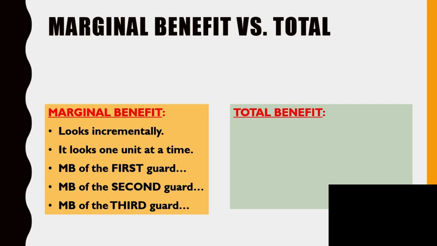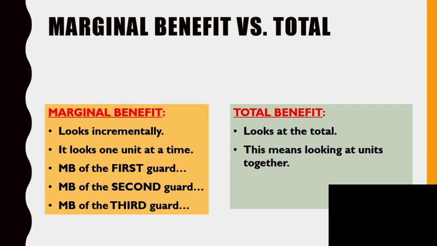Well, that's different than looking at total benefits. Total benefits looks at, as the name suggests, the total, right? We're looking at things together. So looking at units together, I need to look at the impact of guards working together. So what is the total benefit of 2 guards together? The total benefits of 3 guards together. So marginal looks at incremental changes, total benefits, adding them together.